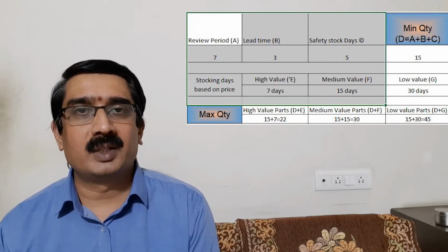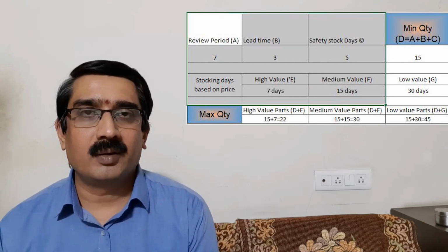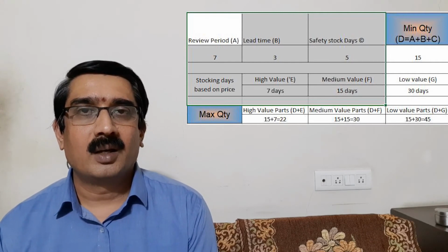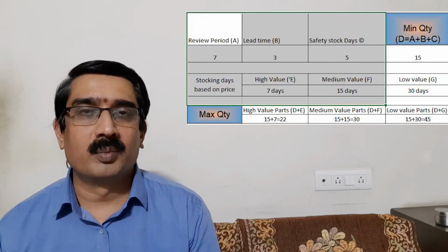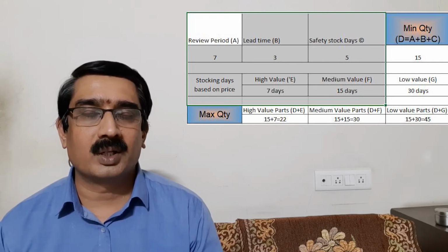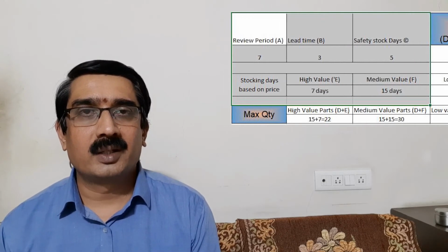Now how are we optimizing? Instead of ordering a huge quantity once in a month, now we are reviewing all high value items and placing an order once in a week. In addition to that, once in 15 days, we are reviewing the movement of medium value parts and placing an order. Once in a month, we review the complete inventory and we place an order. So like this, we are optimizing the resources.